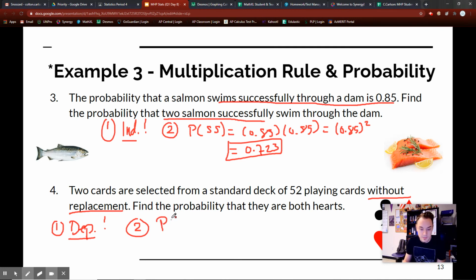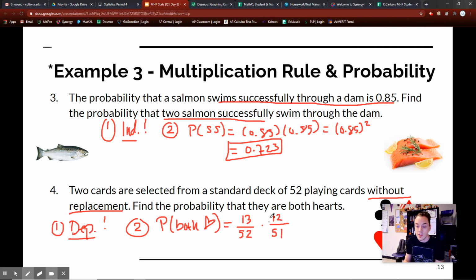So the probability that both are hearts equals, well, the first one is going to be 13 out of 52. There's 13 hearts in the standard deck of 52 cards. That's my first card being drawn. Multiply that by, now if they're both hearts, that means I took one heart and put it down. I didn't put it back. So that means, one, there's one less heart in the deck. Two, there's one less card in the overall deck, so it's going to be out of 51.